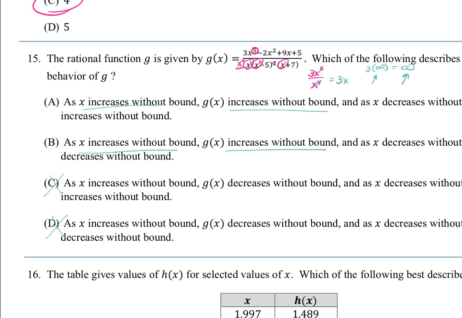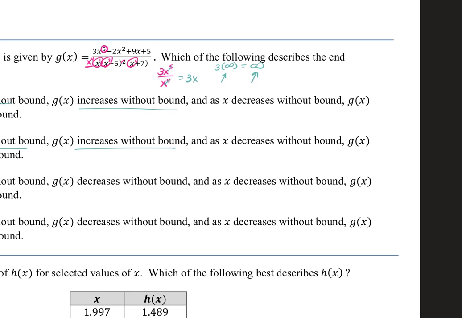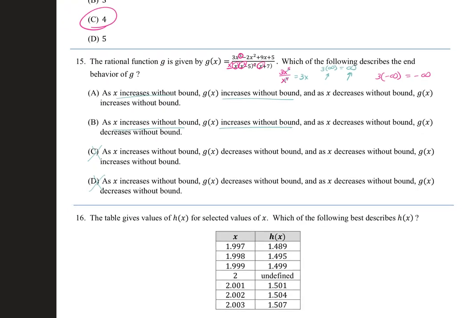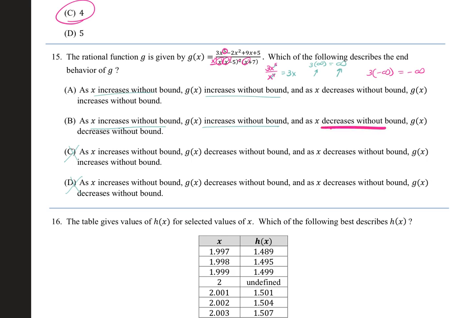Then on the left-hand side, now we're talking about the x values decreasing. So as it decreases, I plug in my negative infinity and I would get negative infinity. As it decreases without bound. So decreases and decreases would be b.